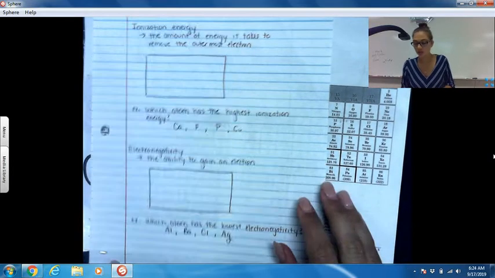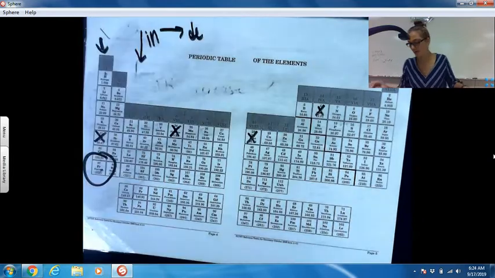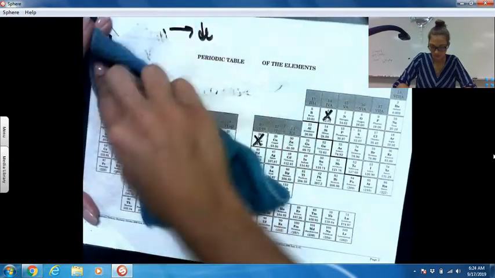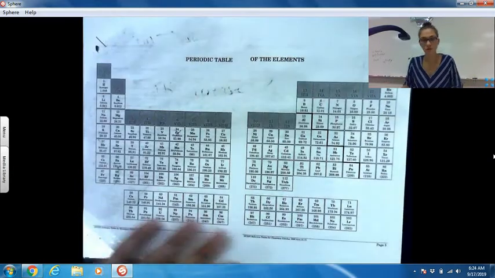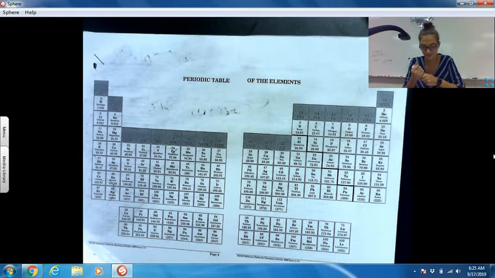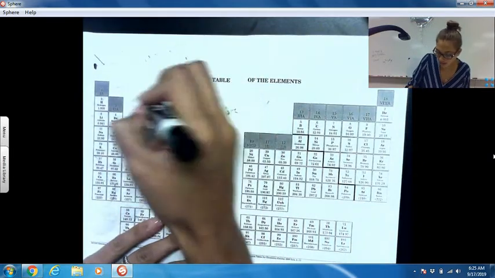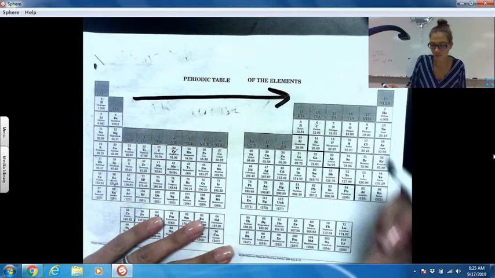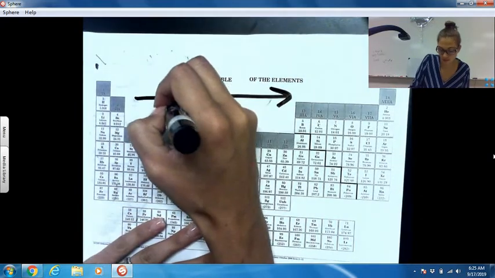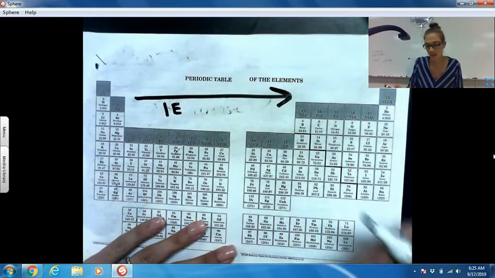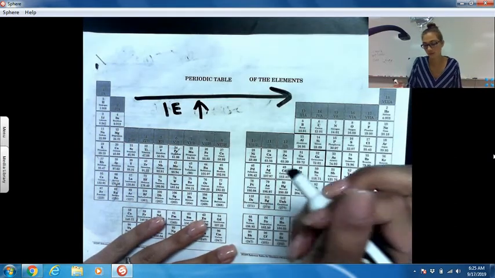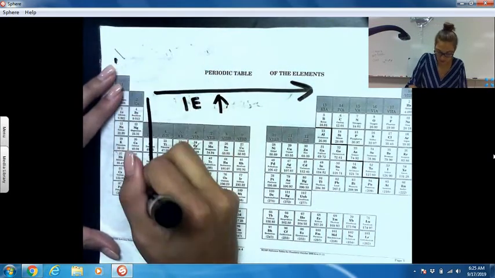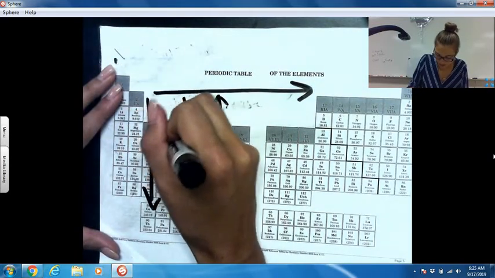So let's go back to our periodic table. So the general trend that we are going to focus on is as you go across the periodic table, ionization energy, which I'm going to abbreviate with IE, is going to increase, okay? And as we go down the periodic table, ionization energy is going to decrease.